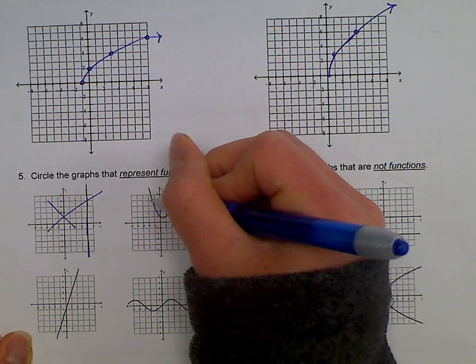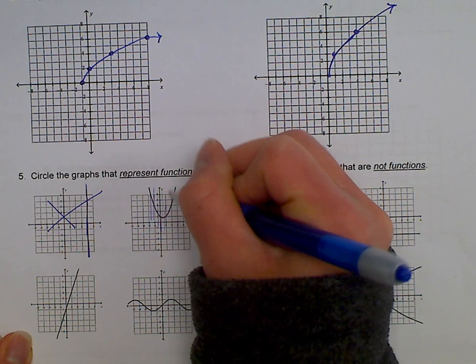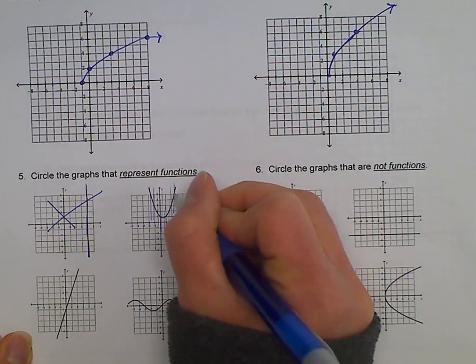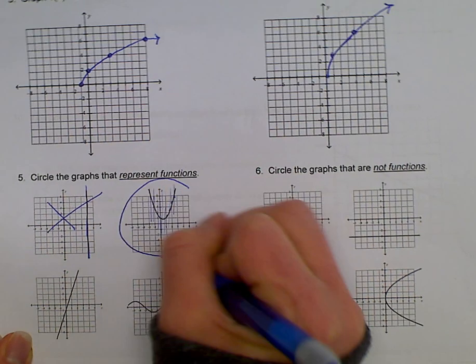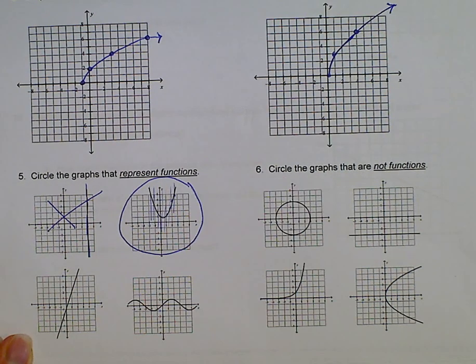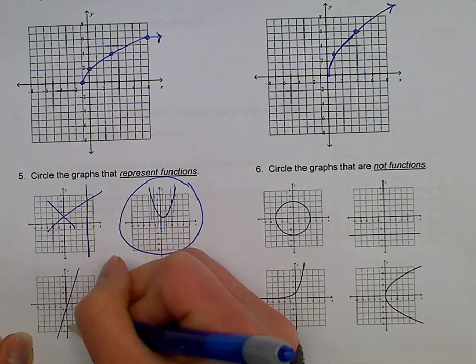Through this one, we could draw a vertical line through any point on our parabola, and it is only going to touch the parabola at one point. So this one is a function. Number 5, we have a line. This line is a function.